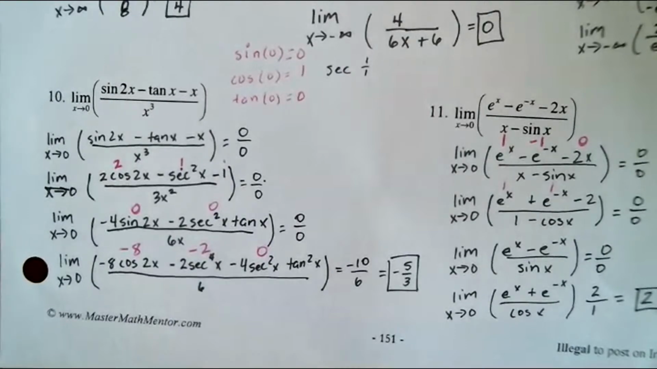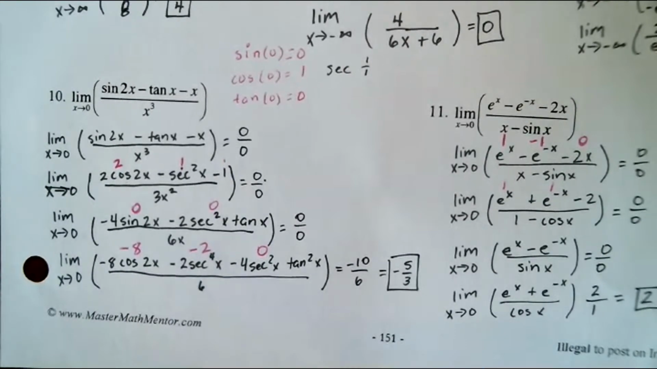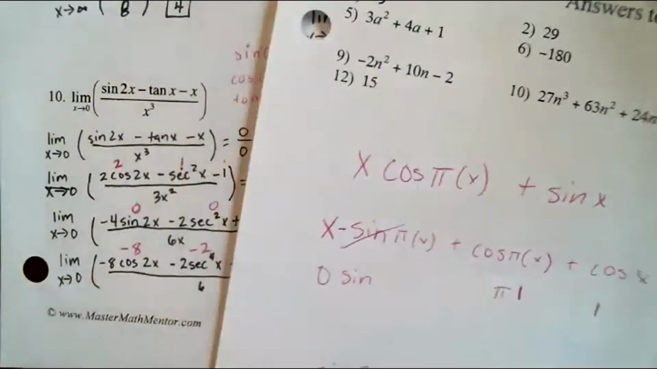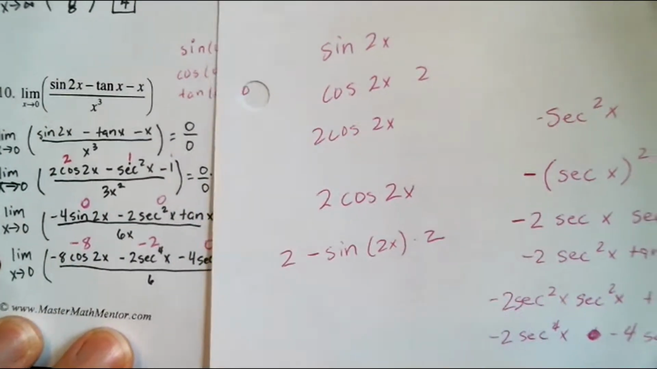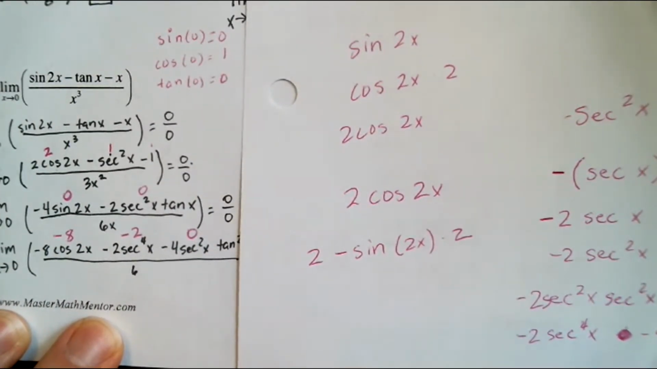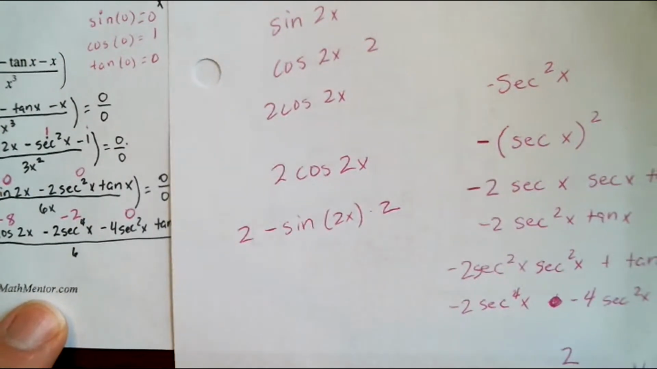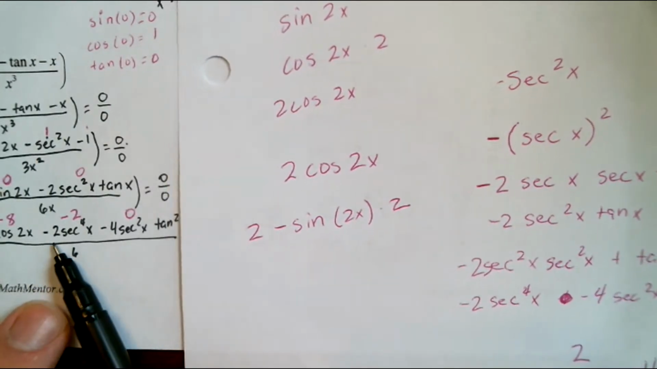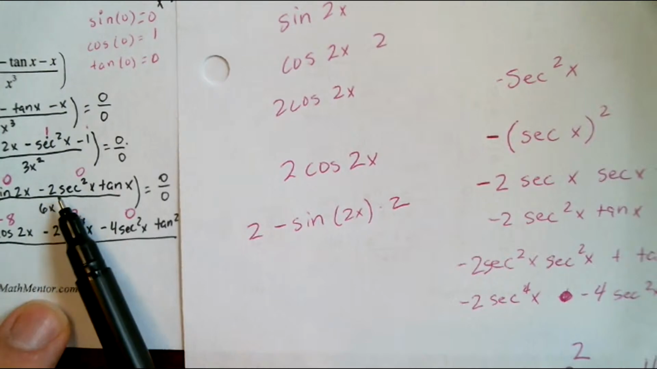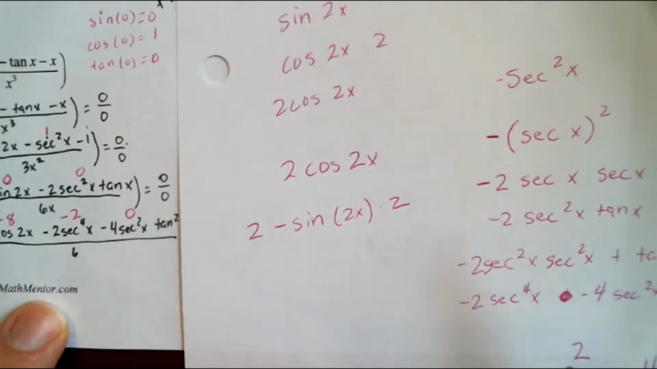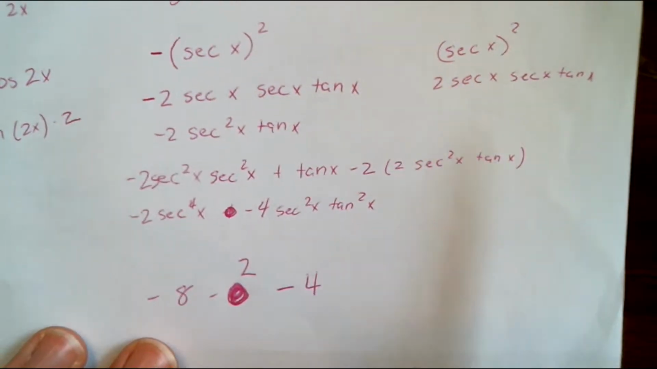Let me see if I still have that paper. And I do, lucky for you. Okay. So I have this right here, this negative 2 secant squared x tangent x. I have it right here.